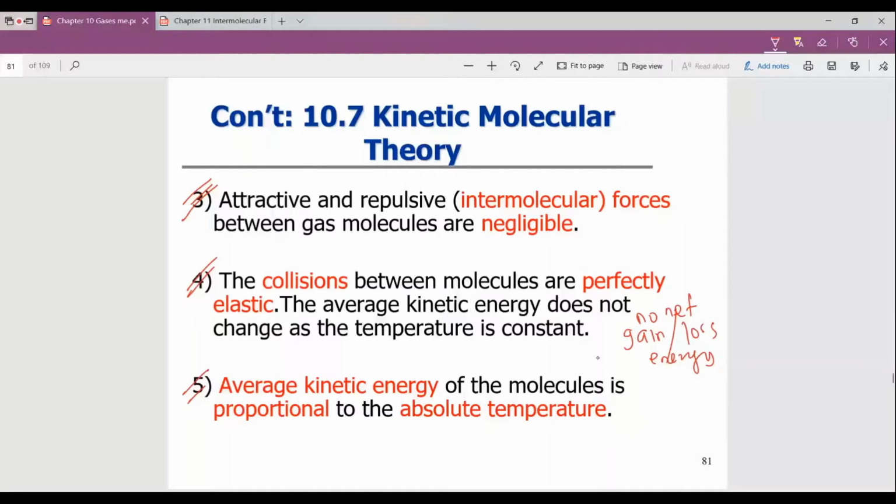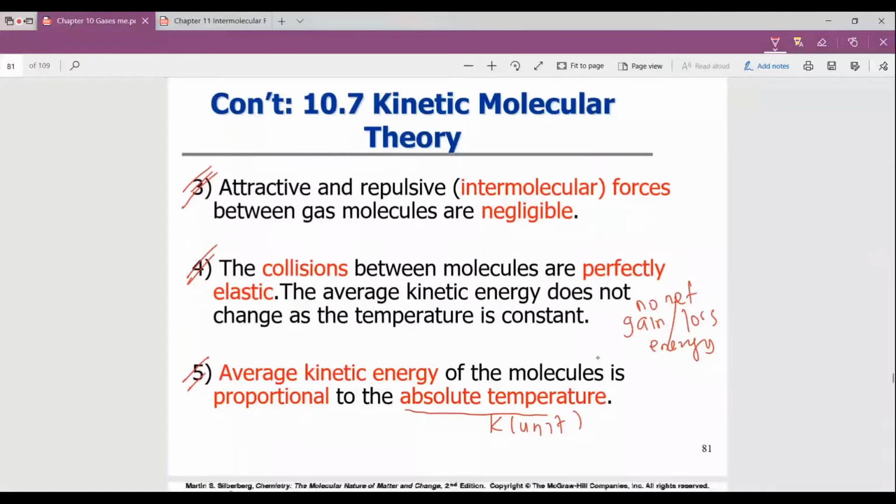And next, the average kinetic energy of the molecules is proportional to the absolute temperature. Absolute temperature is the real temperature, so we must use the unit Kelvin. Average kinetic energy is proportional to the temperature, so temperature affects the kinetic energy, the movement of molecules.